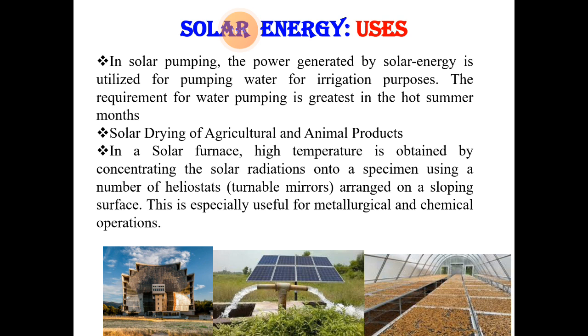Next, solar energy is used in the agricultural field to pump the water for irrigation during hot summer. You know that during summer we experience more power cuts. To meet the need, we make use of the solar energy, which is abundantly present during summer season, for the purpose of pumping up the water from the underground. Then it is also used to dry the animal and agricultural products.